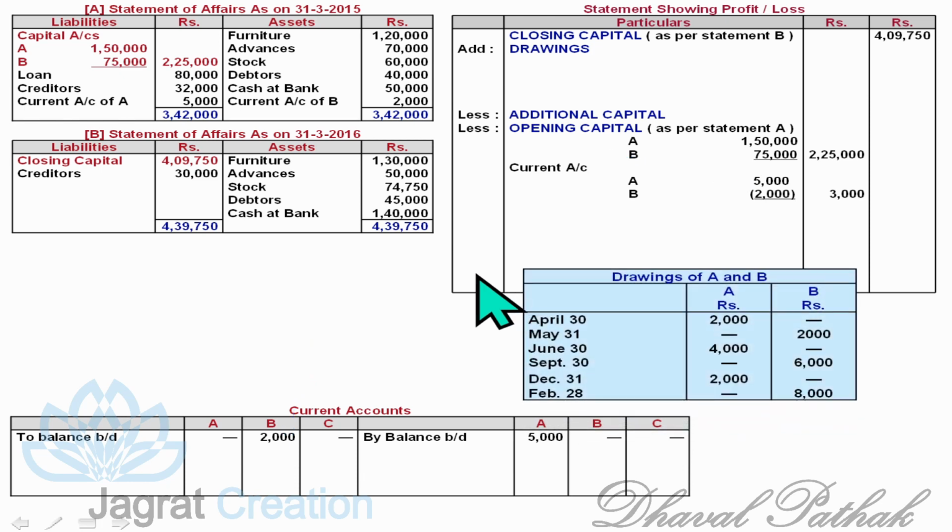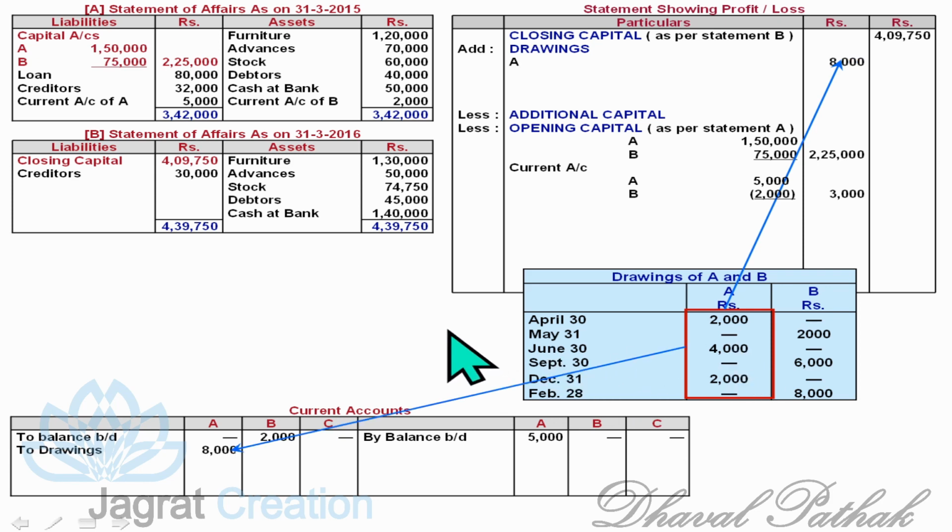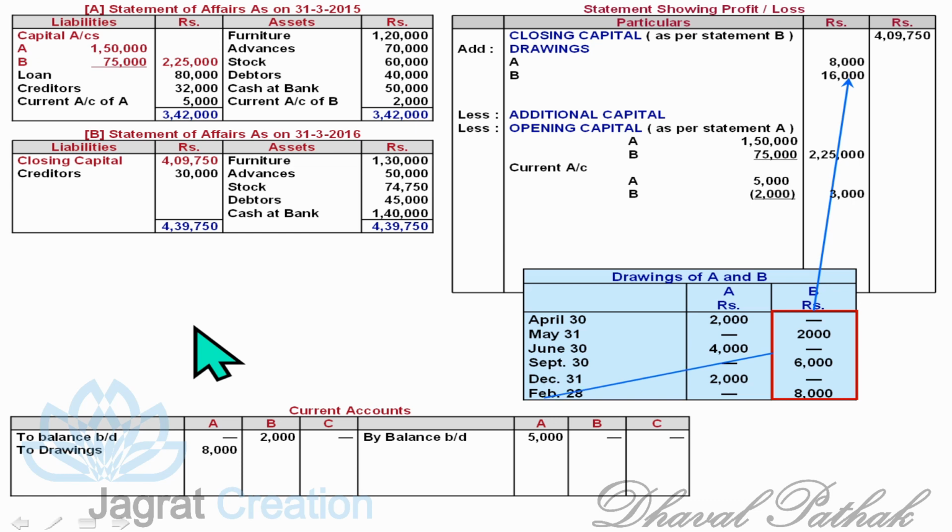Now I want to consider the drawings. Total drawings of A, 2,000 plus 4,000 plus 2,000. So 4 plus 2, 6 plus 2, 8,000. Drawings are added to find out the profit. Similarly, drawings are debited to the current capital account of A. He has withdrawn against the profit during the year 8,000. Similarly, drawings of B will be added in the capital comparison statement and that will be debited to the current capital account of B. This is how effect of opening capital, drawings, closing capital given in the capital comparison statement and the similar effects are given in the current capital account.